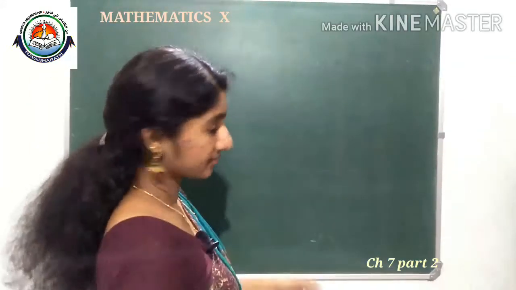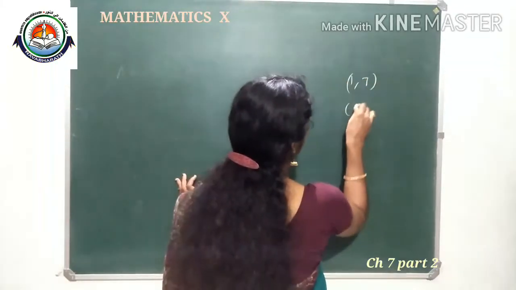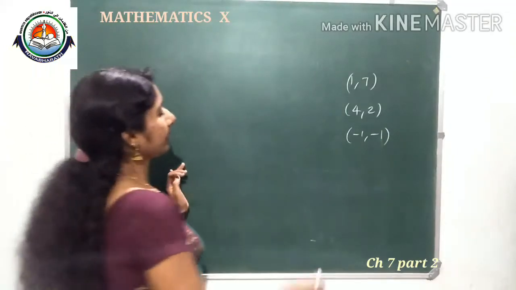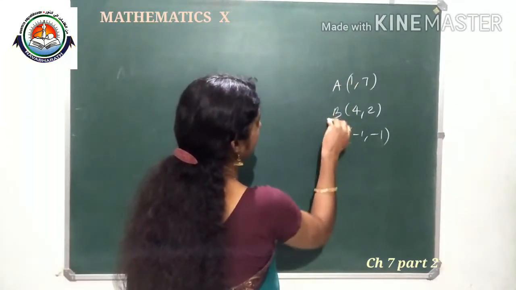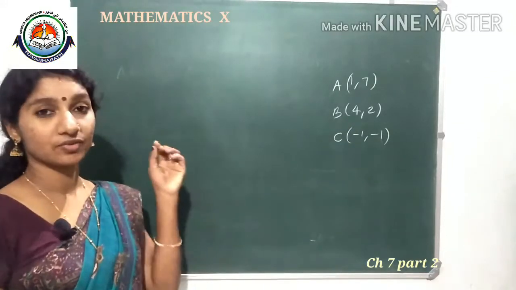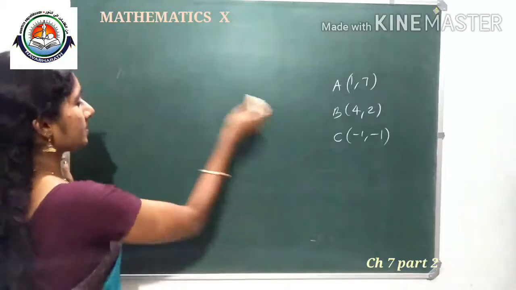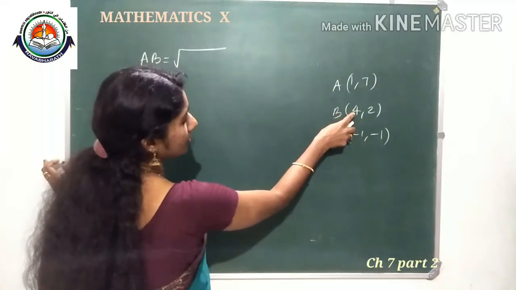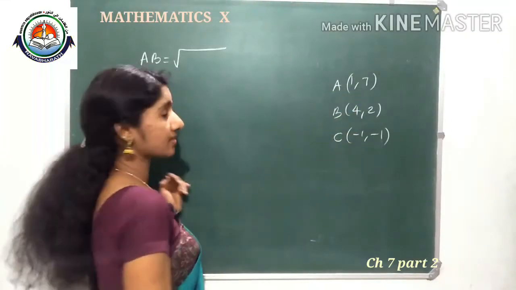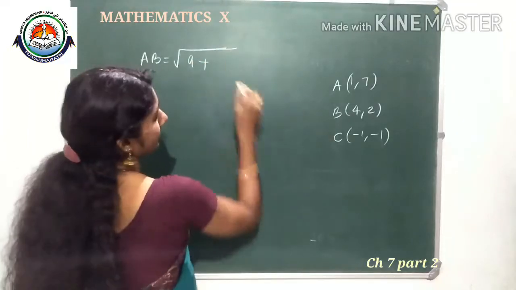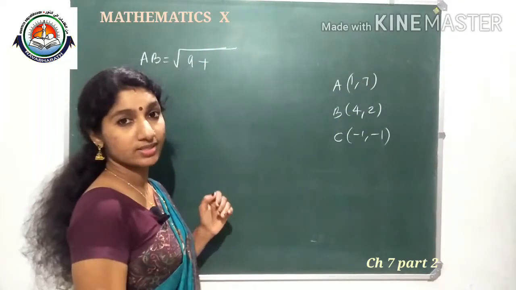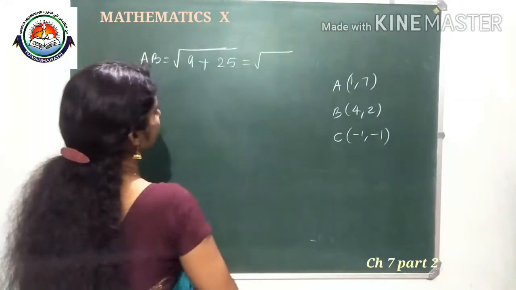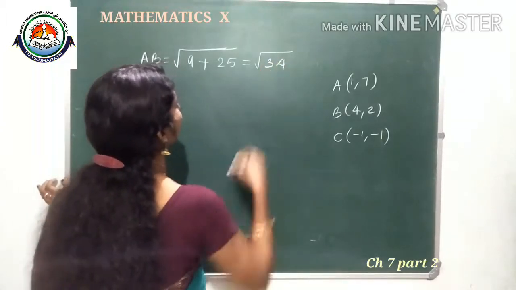3 points are given like this: (1, 7), (4, 2), (-1, -1). We can take the 3 points as A, B, C. Then find the distance between AB, BC, AC. AB is equal to root of (1 minus 4) whole square, 1 minus 4 is minus 3, square is 9, plus (7 minus 2) whole square, 7 minus 2 is 5, square is 25. You can write the steps, no problem. So this is equal to root of 25 plus 9, which is root 34.